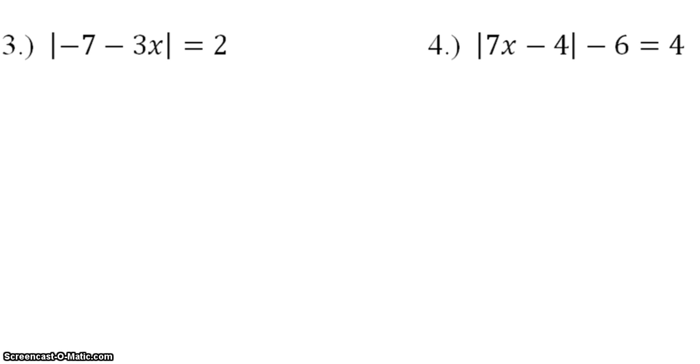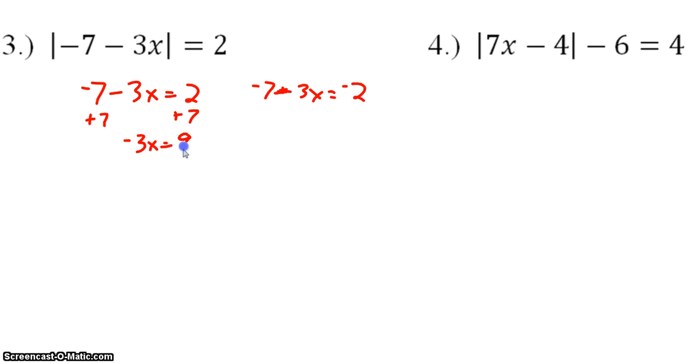Now in our third example, again, the absolute value is by itself, so that's good news. I'm going to go about setting up my two cases and then solving. So my first case is negative 7 minus 3x equals 2. My second case is negative 7 minus 3x equals negative 2. I'm going to solve each of these like it's its own problem. Add 7. 2 plus 7 is 9. So negative 3x equals 9. Divide by negative 3. x equals negative 3.